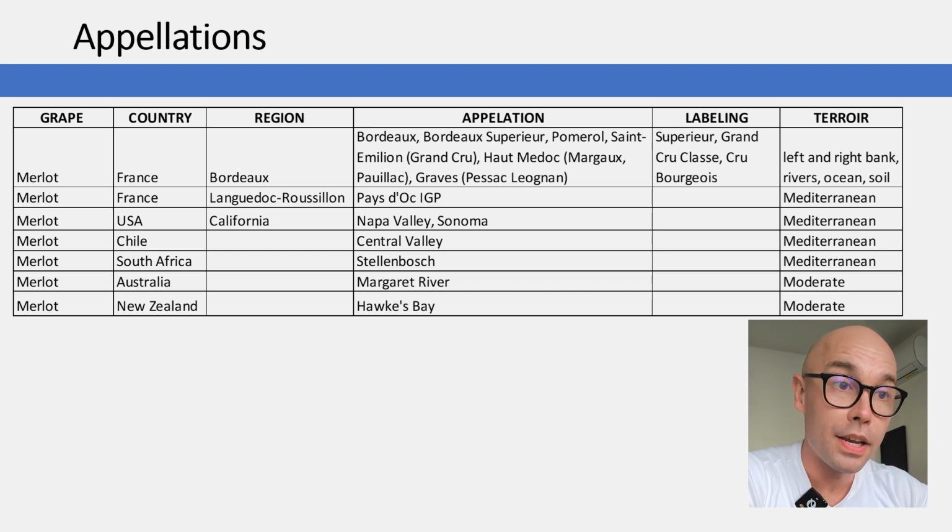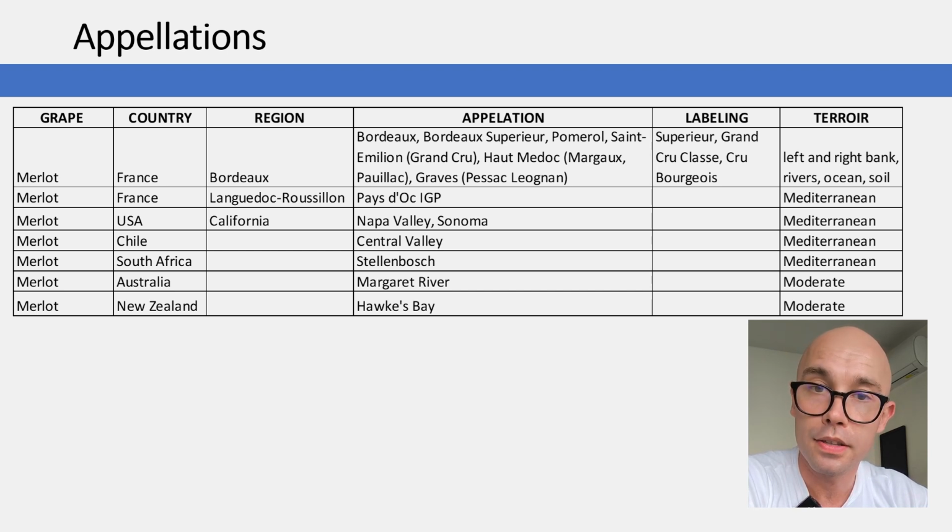These are all appellations that you need to know for your WSET Level 2 in Wine. So in this Excel sheet you can see the grape, the country, the region, appellations, labeling, and terroir. When I say terroir, it means factors in the vineyard that are affecting style, quality, and price of the wine. So let's start from the top.